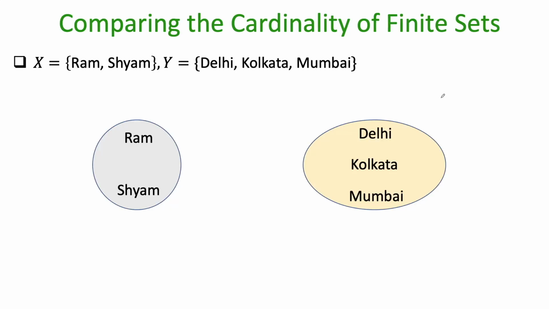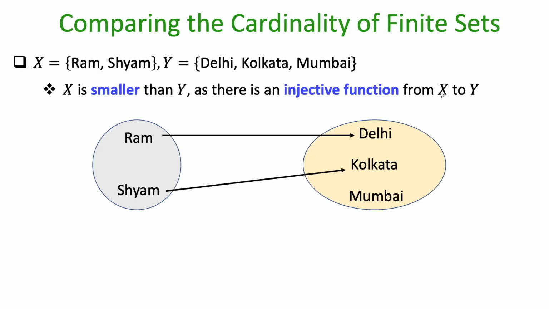Now, how do we compare the cardinality of finite sets? If I am given the sets X and Y, it's easy to see that the cardinality of set X is less than the cardinality of set Y. Namely, the number of elements in the set X is less than the number of elements in the set Y. That's why the cardinality of X is less than the cardinality of Y.